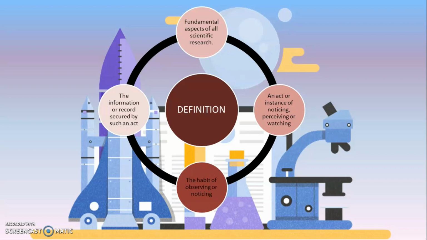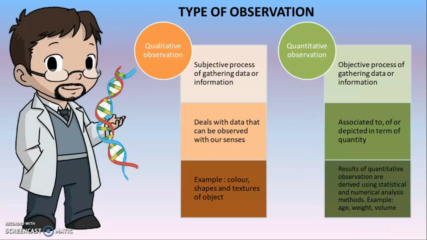It is also where we simply notice or watch the changes before we start making hypotheses and conclusions. Next, we will move on to the types of observation. There are two types of observation, which are qualitative observation and quantitative observation. Qualitative observation is a subjective process of gathering data or information. It also deals with data that can be observed with our senses. For example, we have color, shapes, and textures of objects.